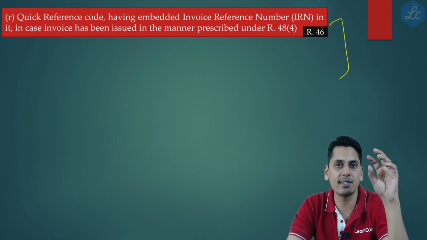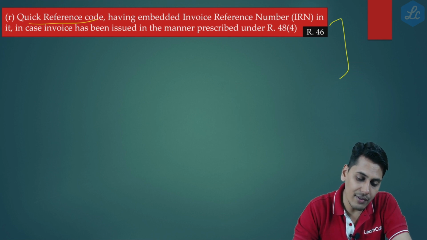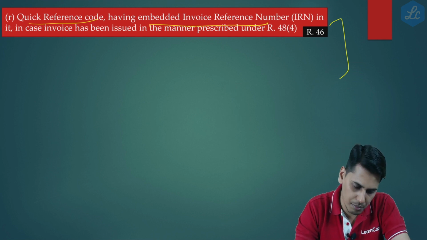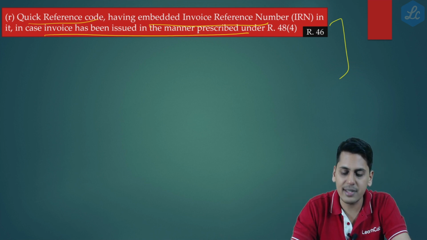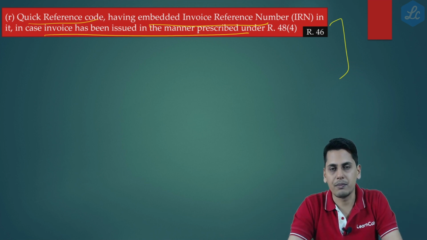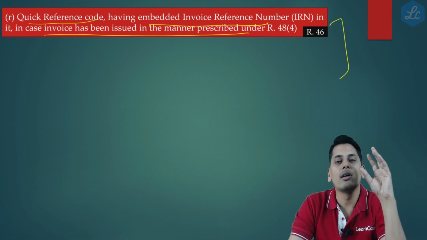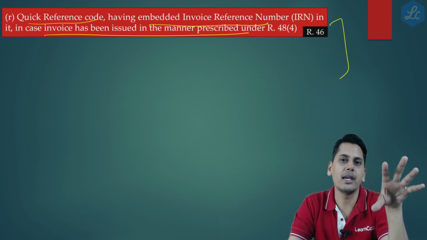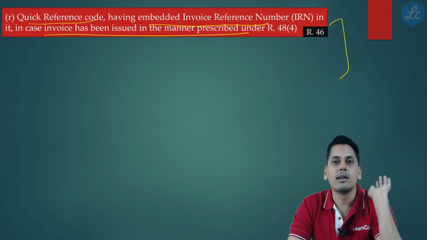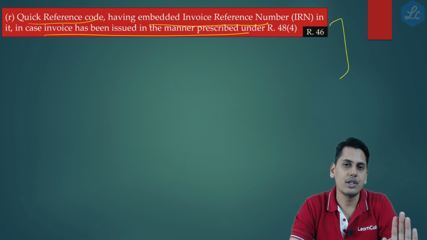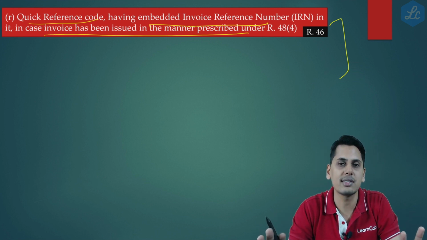A tax invoice shall contain a quick reference code having embedded an invoice reference number in case if invoice has been issued in the manner prescribed under 48 sub rule 4. So friends, it simply tells you, if you read it in the reverse order, wherever 48 sub rule 4 is applicable, that particular invoice shall contain a QR code having an embedded invoice reference number in it.